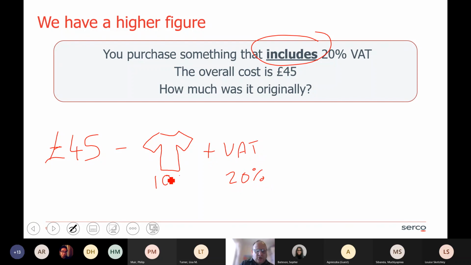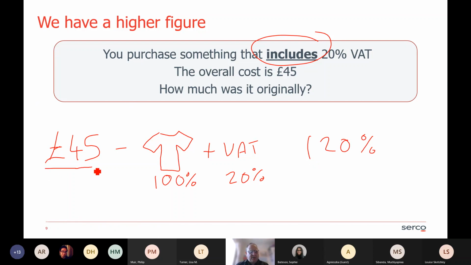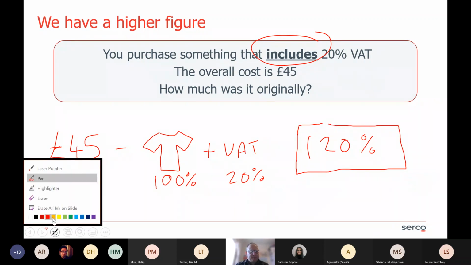So the t-shirt is actually 100% of the original cost, because that's what we need to work out. We need to know how much that t-shirt is worth and how much VAT we paid. So we've got two things that we've bought: a t-shirt at 100% and VAT at 20%. So we're actually paying 120% of the price that we want. So our £45 is actually 120%. It's not 100%, because it's 100% plus the VAT. So our £45 figure is 120%.